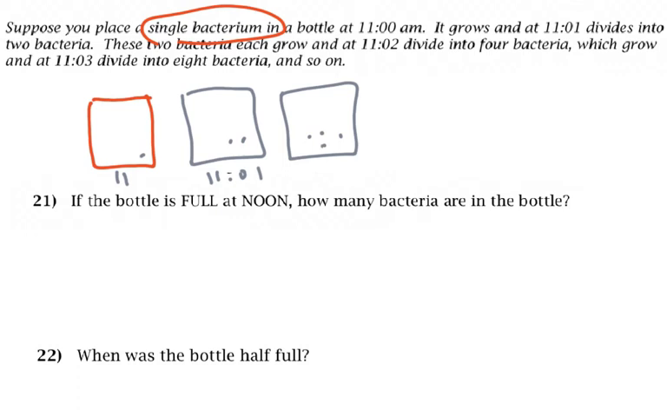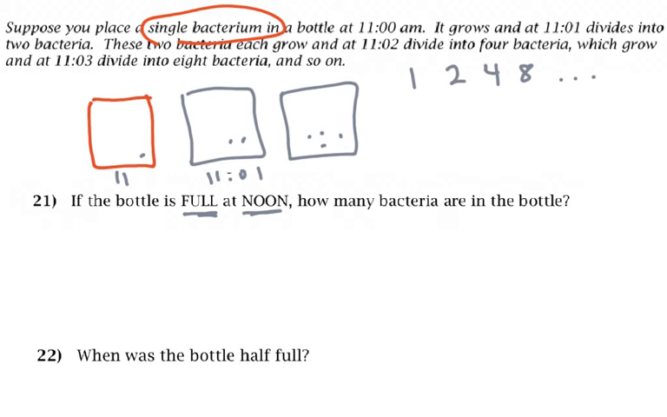And so they grow and keep going and so on. So we're starting with 1, it's going to divide, we're going to get 2, and then 4, and then 8, and so on. So the question is, if the bottle is full at noon, how many bacteria are in the bottle?